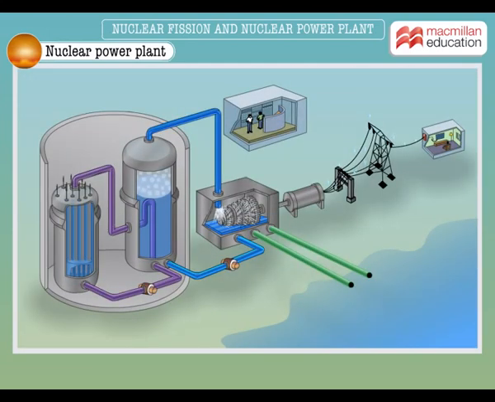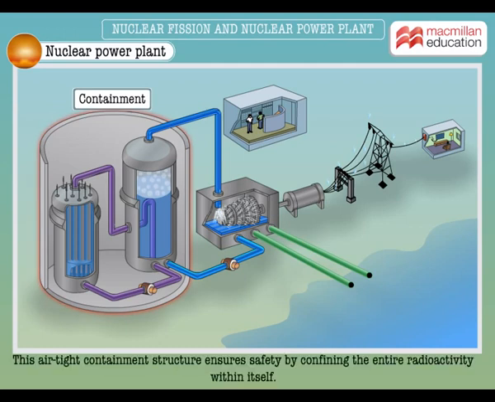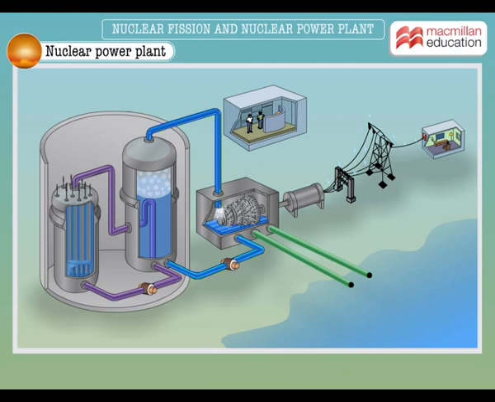Let us explore the major parts of the nuclear power plant. The dome-like structure you see here is the containment building made of strong reinforced steel and concrete. This airtight containment structure ensures safety by confining the entire radioactivity within itself. This houses the reactor vessel and the steam generator. The reactor vessel is a pressurized chamber made of steel.